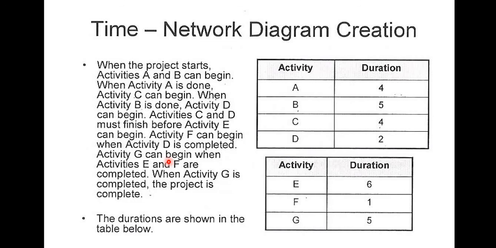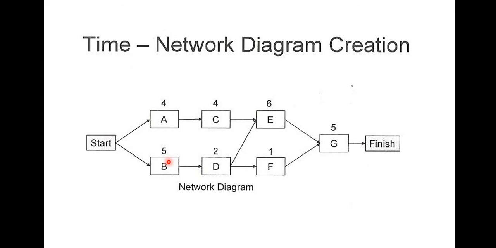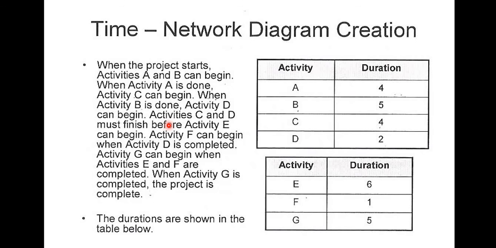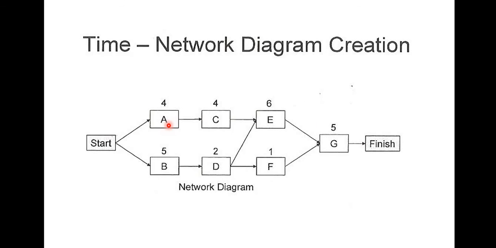So the next thing is when activity A is done, activity C can begin. When A is done, C can begin. So what predecessor does that sound like? Sounds like finish to start. So when A is done, C can begin. So A and C are finish to start. So let's continue. When activity B is done, activity D can begin. When B is done, D can begin. Finish to start.